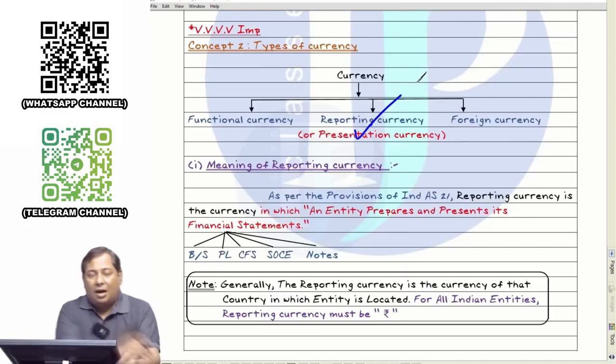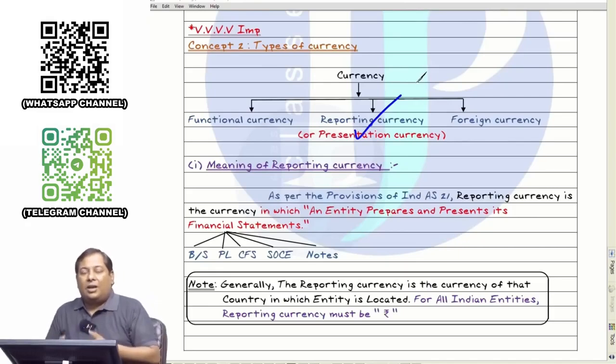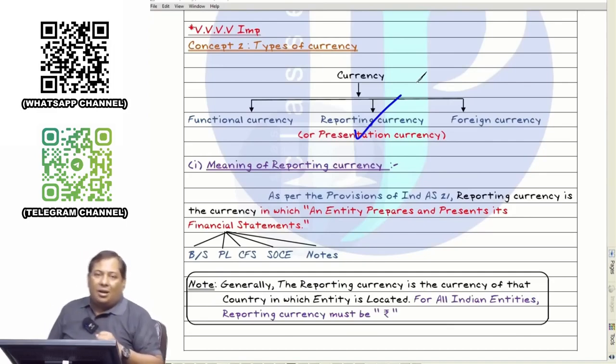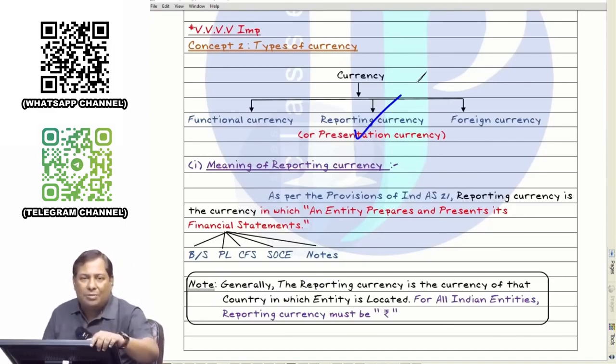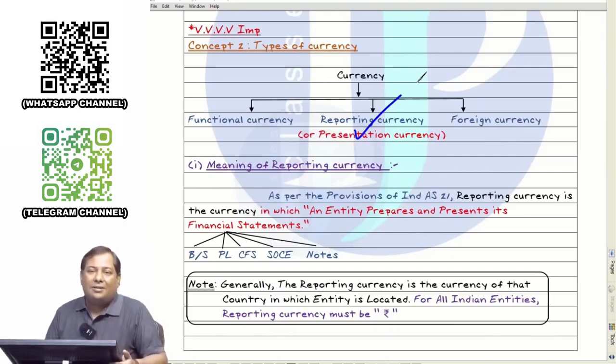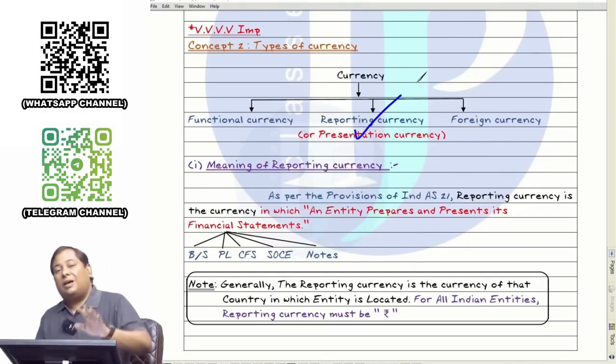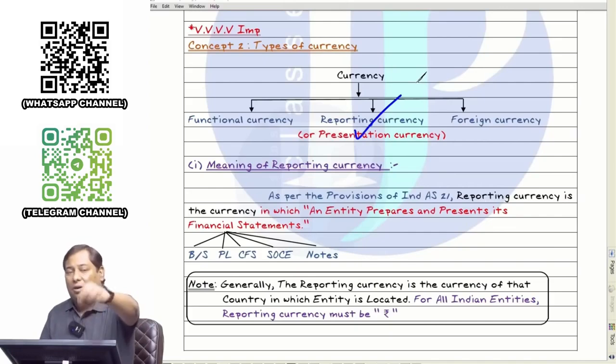and presented. You are in India, and if a company in India presents its balance sheet, P&L, cash flow and notes, in what currency will it present? In rupees, in Indian rupees. You'll give it to the Indian shareholders in Indian rupees, right? If your financial statements are in Indian rupees, then that's your reporting currency. Indian rupee is your reporting currency. The reporting currency is usually the same as where your company is located.